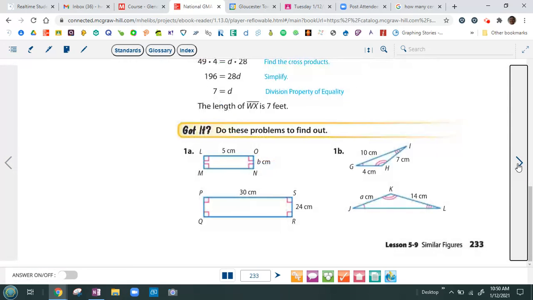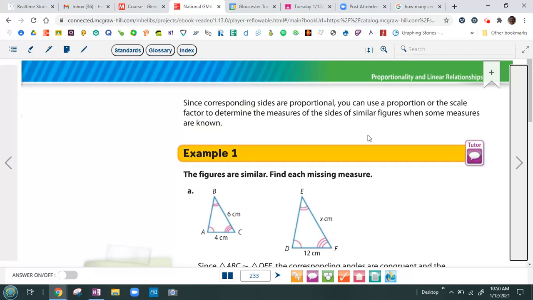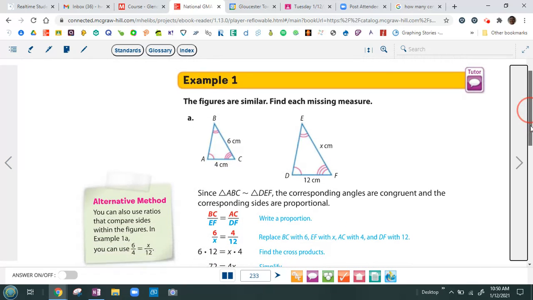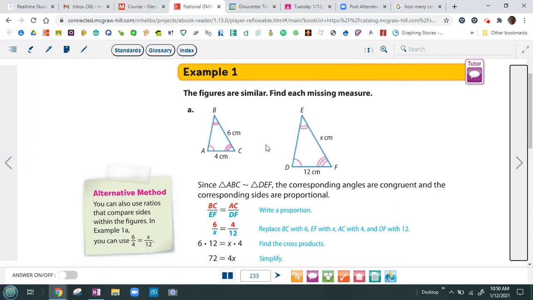All right, moving on. Now we get into the actual math of it. Well, I mean the actual work of it, setting up the proportions and solving the proportions. Since corresponding sides are proportional, you can use a proportion or the scale factor to determine the measures of the sides of similar figures when some measures are unknown. And here we have it. This is an easier one because they're in the same orientation. There was no rotation. There's no flipping. You can see that the top angles correspond, right? B corresponds with E.